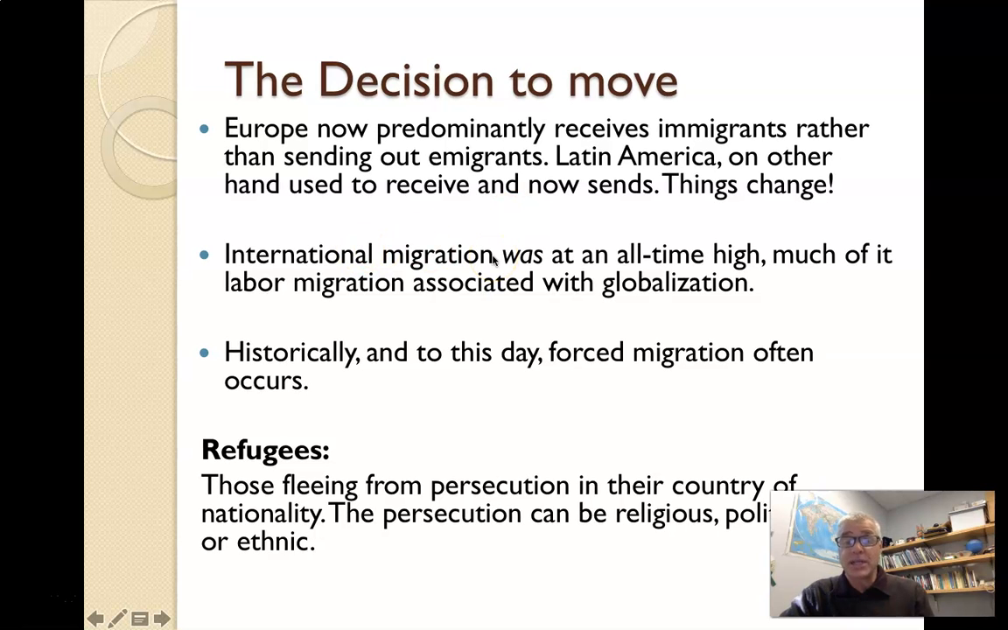International migration was at an all-time high right before the pandemic, and most people migrate. The reason most people migrate is economics. It's for jobs, getting jobs in particular places. However, there are other reasons. People leave as refugees, people fleeing from persecution in their country of nationality because of either religious reasons, political reasons, racial discrimination, those sort of things. And some people migrate because they're forced to. They're being literally forced out of where they're at.